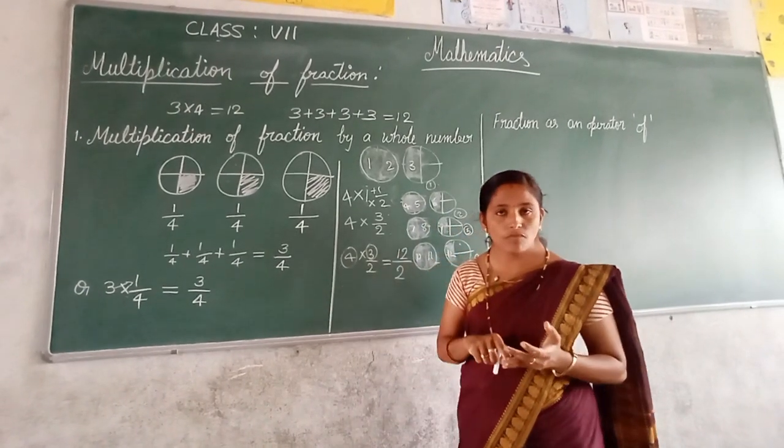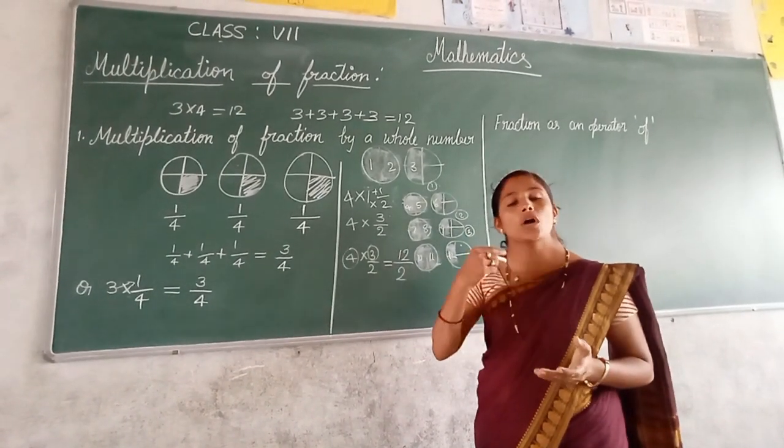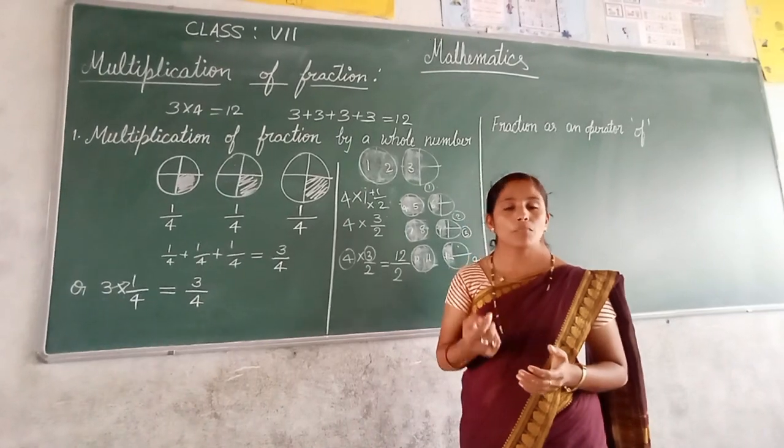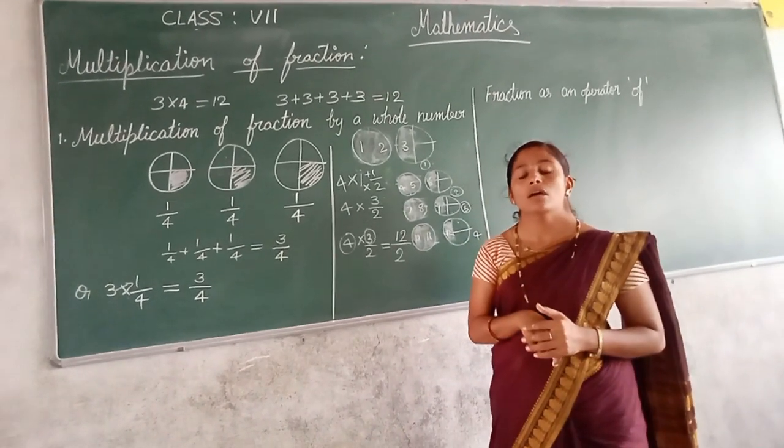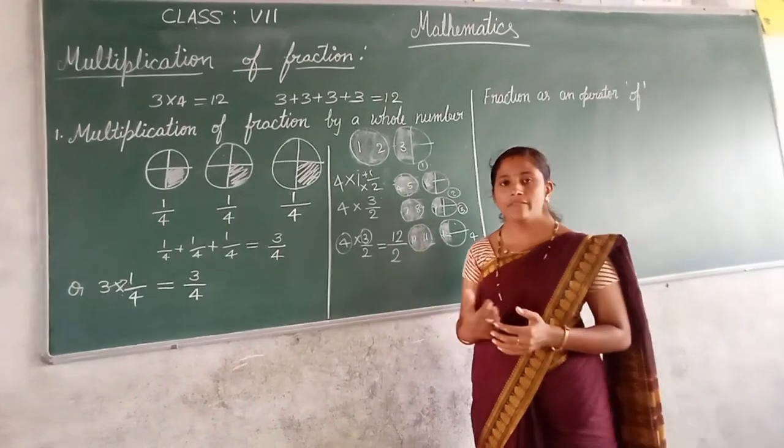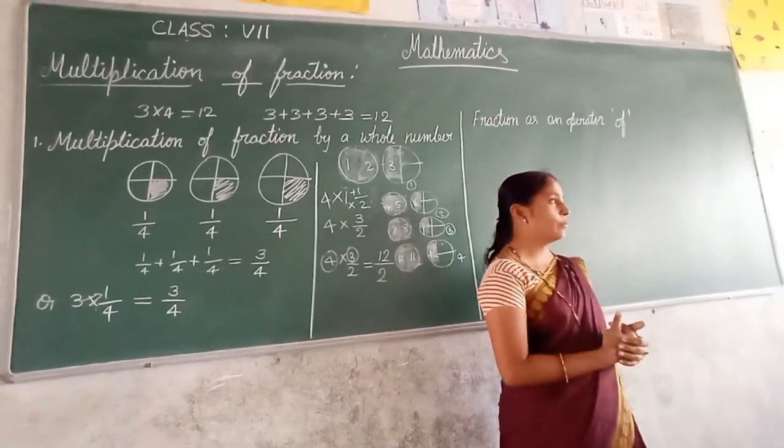If it is in the form of a mixed fraction, you have to convert it into an improper fraction, and you have to write the same way and start the multiplication.